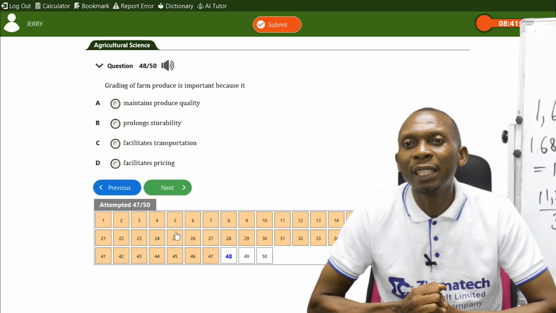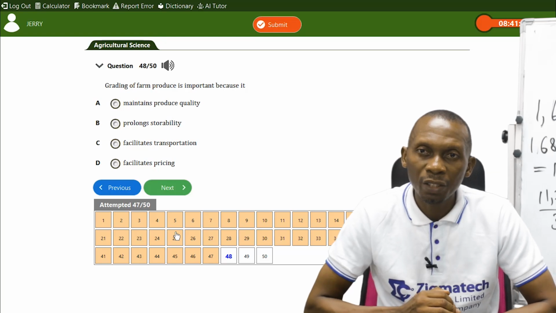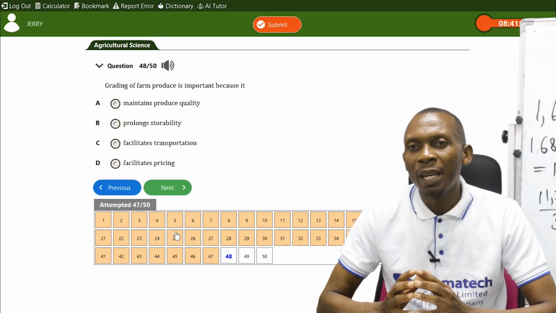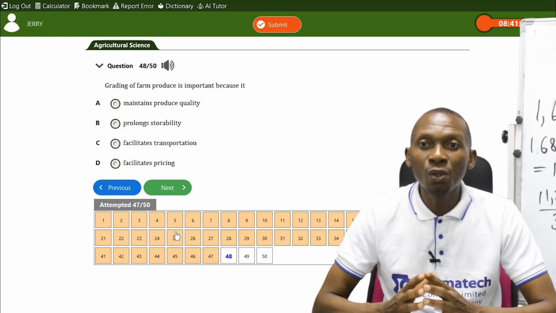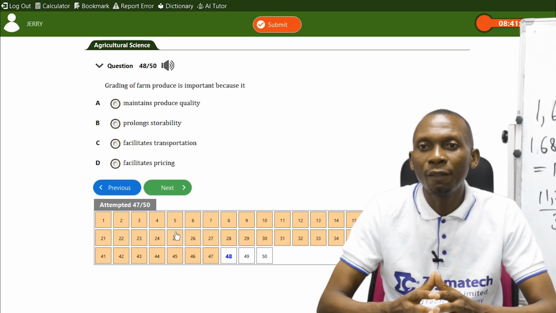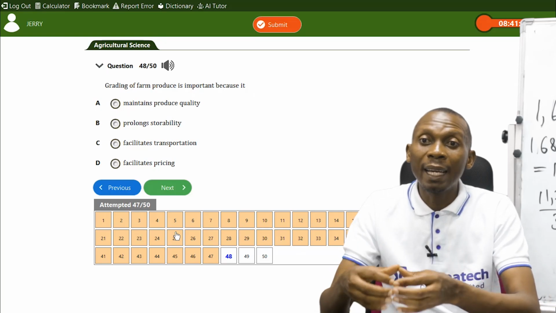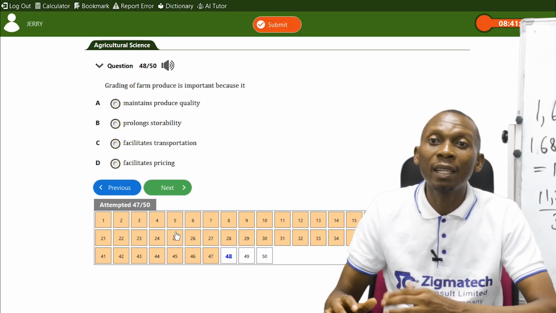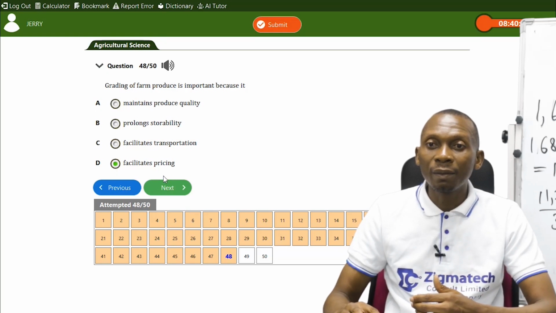Grading of farm produce is important because it maintains produce quality, prolongs storability, facilitates transportation, facilitates pricing. When we grade, it helps us to place our produce based on certain features like their sizes. And of course, the size of a produce will also affect its price. Taking eggs as an example, the price of small eggs will be cheaper than the price of an egg that is larger in size. So when you sort your produce into different sizes, it enhances your selling of your produce, which has to do with the pricing of our produce. So the answer is D.